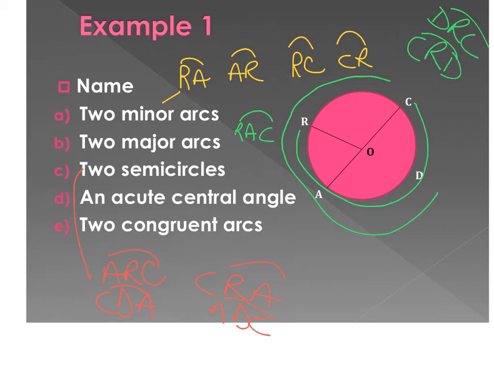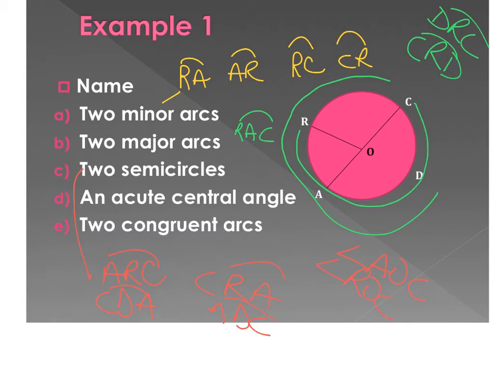An acute central angle. Bella. AOR. Okay, good. AOR would be a central angle, and put the little angle symbol in front. Can someone give me another one? We could also say ROC. And you could go the other way, as long as the O is in the middle.